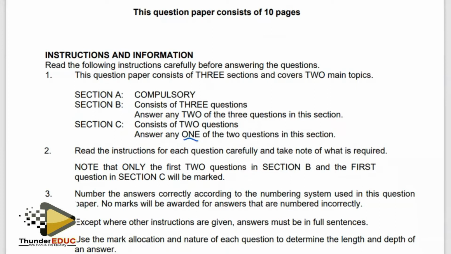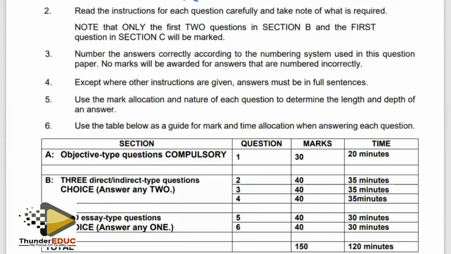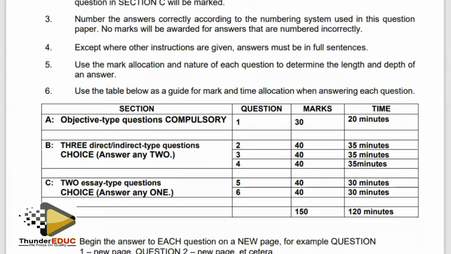So this goes up to your question paper of matric. That's how you're supposed to write it. As you can see, you are given here objective type of questions, which are multiple choice, or completing sentences, or matching. They are supposed to give you 30 marks. You are supposed to finish them within 20 minutes.